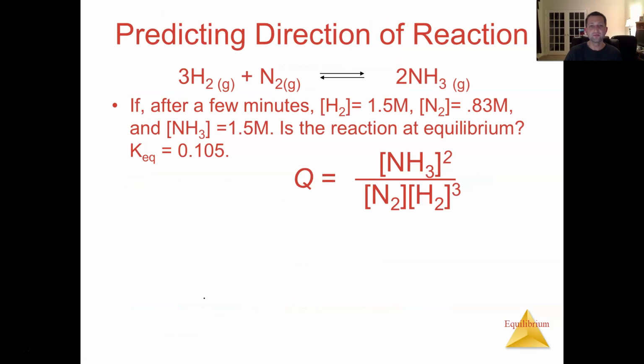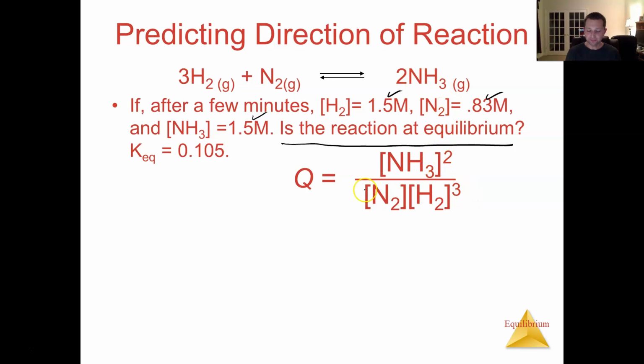All right, so let's figure it out. You have this problem. These values, again, they're given to you here. We don't know if we're at equilibrium or not. So we set up our Q expression. The best way to tell is to look at the problem. Is the reaction at equilibrium? So clearly we don't know here, right? Set up a Q expression. Q is equal to NH3 squared.